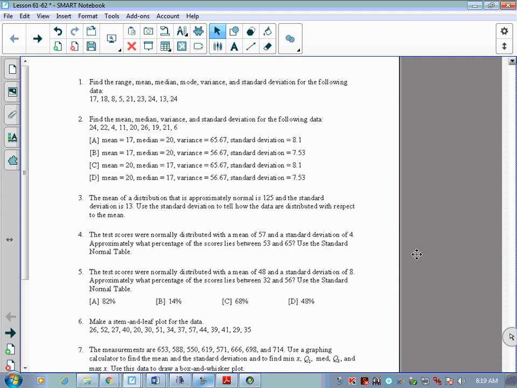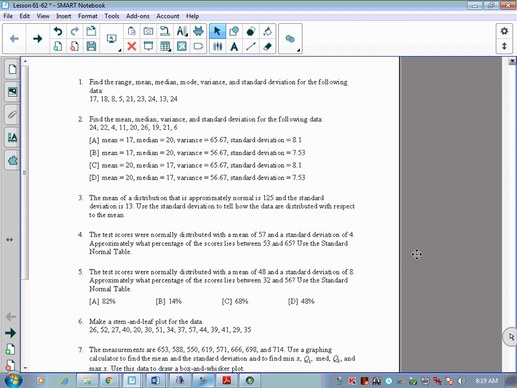51 and 62. It's pretty basic information, stuff that a lot of this you should already know how to do. You look at question number 1 up here. It says find the range, mean, median, and mode, variance, and standard deviation of the following. Most of that you already know.